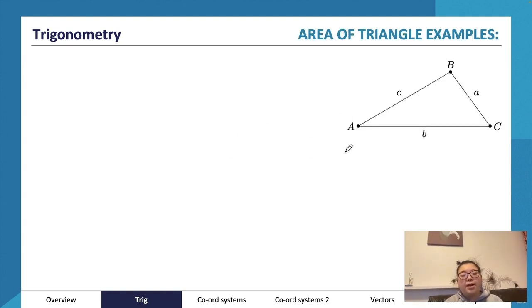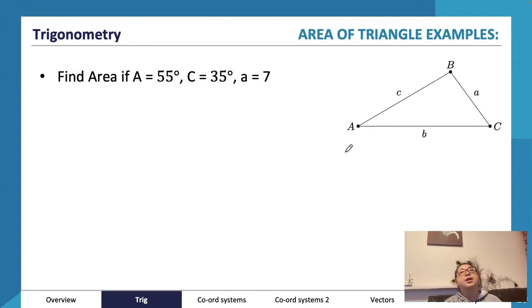Cool. Alright, so let's go through this one example together again. So find the area if A equals 55 degrees, C equals 35 degrees, and a equals 7, right? So what we want to do here is find the area of this triangle. And what we know is we need a half bc sine A. So that means we need to know what these other two sides are before we can really do anything.